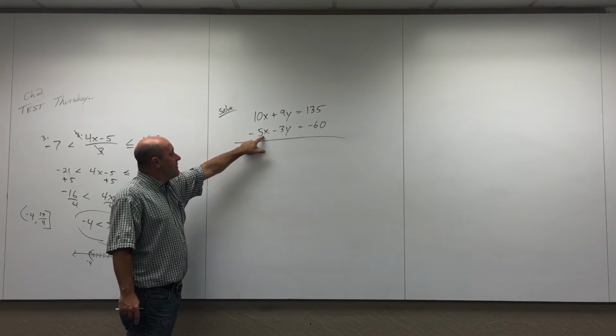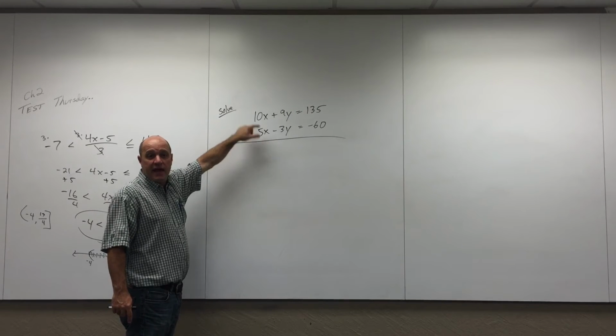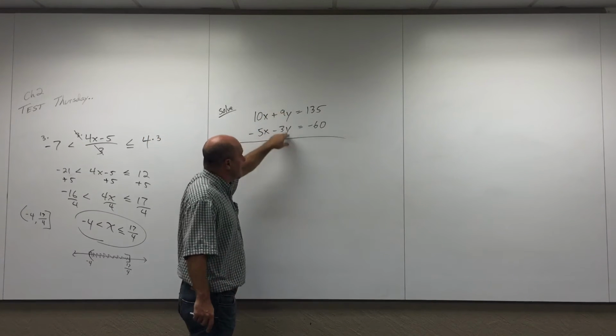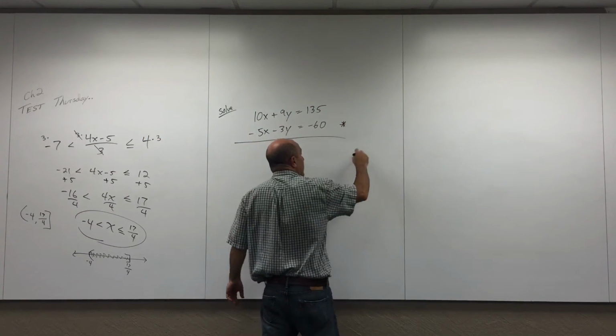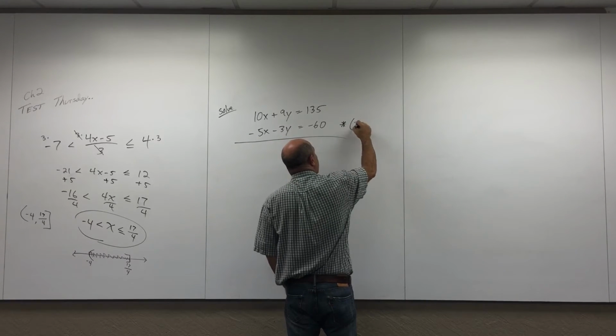So he said I could multiply by 2. That would give me a negative 10x, which will help me eliminate x. Or I could multiply by 3 and try to eliminate y. It doesn't matter. I'm in a habit of trying to eliminate x, I guess. I'm going to multiply by 2.